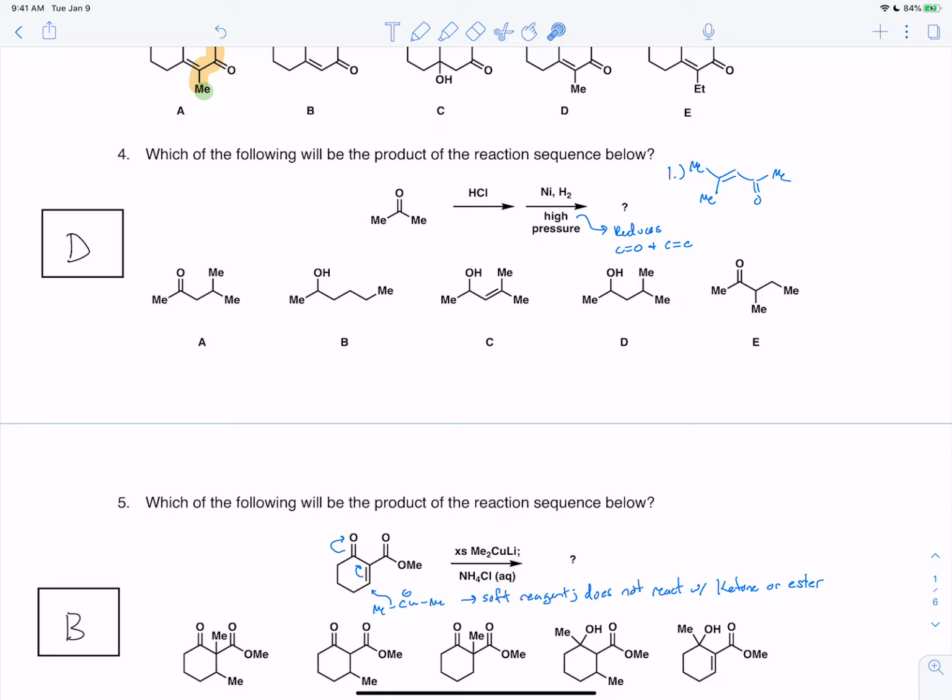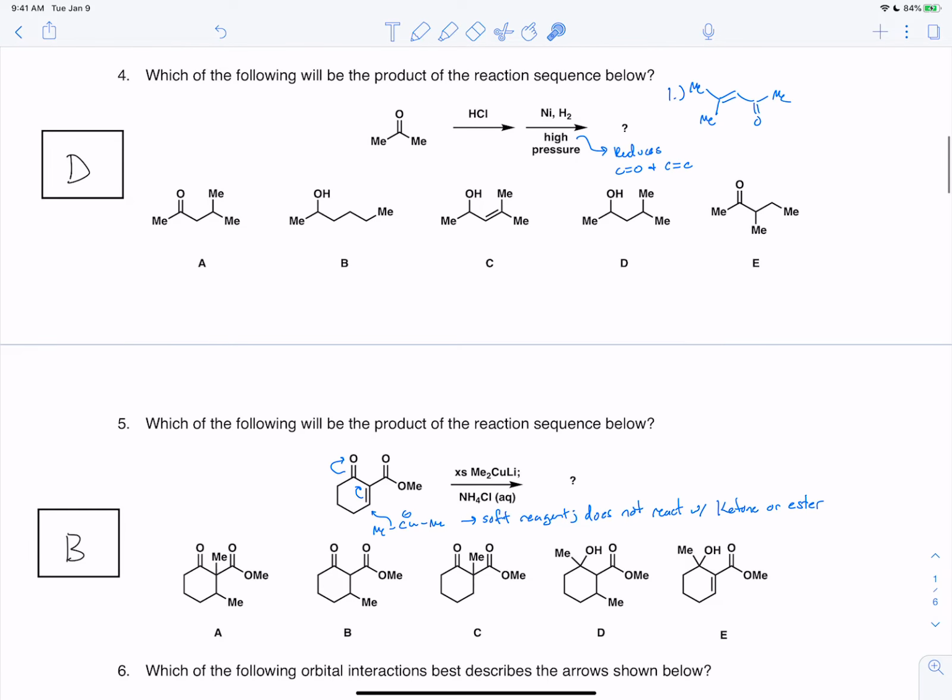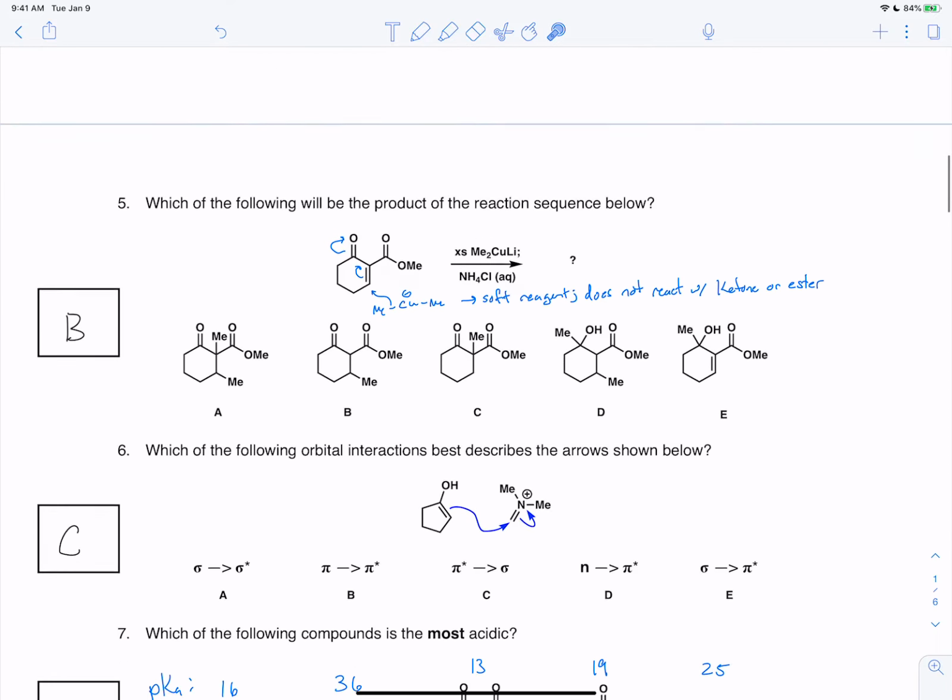If you use palladium on carbon without high pressure, then you would get A, where you just get the double bond reduced. If you use something like lithium aluminum hydride, then you'd get something like C as the answer. But we have the nickel hydrogenation, which does both for us at the same time.